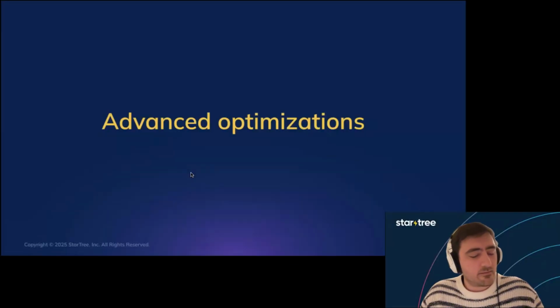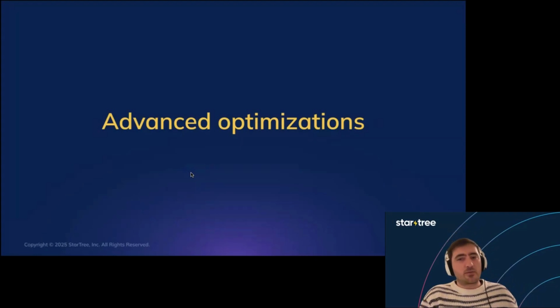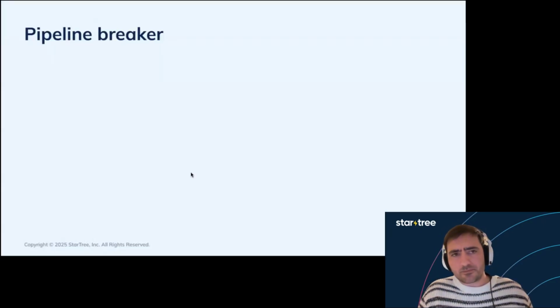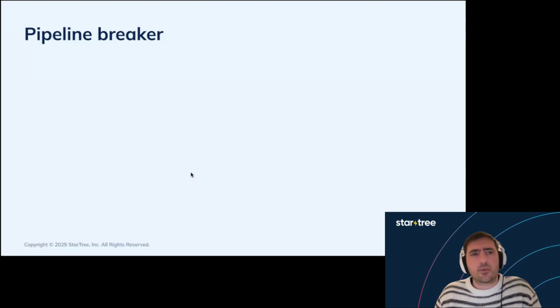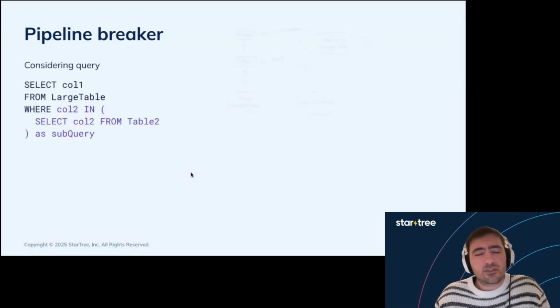Cool. Here we're calling this advanced optimization, but probably it's not advanced. But given the previous optimizations were focused on reducing data shuffle, here we are focusing again on trying to optimize also disk usage, right? The first optimization I'm going to talk about is the pipeline breaker. We call that to some specific optimizations for semi-joins.